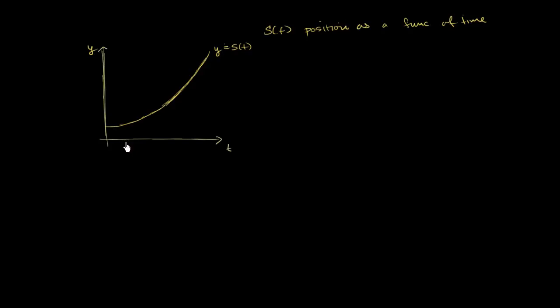And now let's think about what happens if we wanted to think about the change in position between two times. Let's say between time A, that's time A right over there, and then this right over here is time B. So what would be the change in position between time A and time B?